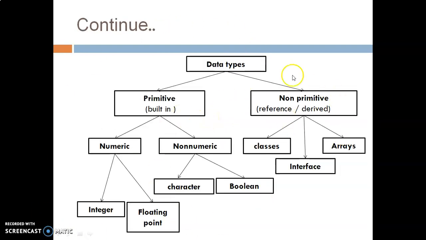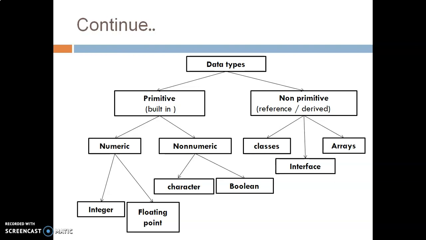Here you can see the block diagram or hierarchical structure of data types. Just now I said data types are divided into two categories, primitive and non-primitive. Primitive is all about the built-in, and non-primitive is all about reference or derived. Primitive data types are again divided into numeric and non-numeric. Numeric means digits, so it is divided into integers and floating point. Non-numeric means there are no digits, so there are again two categories, character as well as boolean.